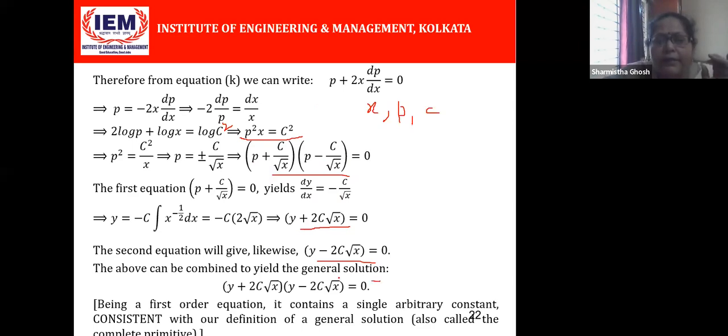So finally, we get the general solution as desired, not in the parametric form, the p eliminant form, but we can finally write the solution as y plus 2c root x, y minus 2c root x equal to 0. Okay. So wherever possible, actually the simpler ones, we should try to eliminate p and get the solution in the desired form. But wherever it's not possible, where you cannot eliminate, there only we keep the solution in the parametric form.